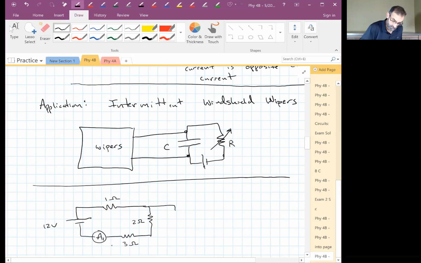This is ammeter 1 over here. This is ammeter 2 over here. And voltmeter... I'm missing a voltmeter. Voltmeter over here also. This is voltmeter 2, and this is voltmeter 1. Okay, so tell me what each of the meters reads. These are ideal meters.